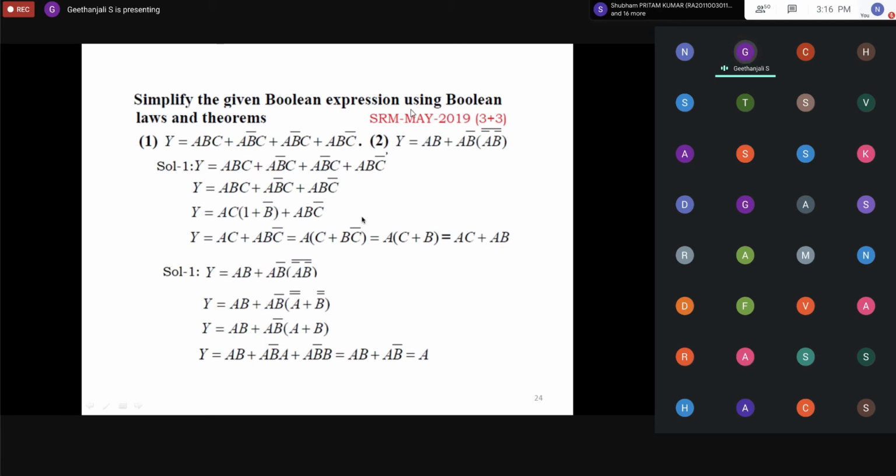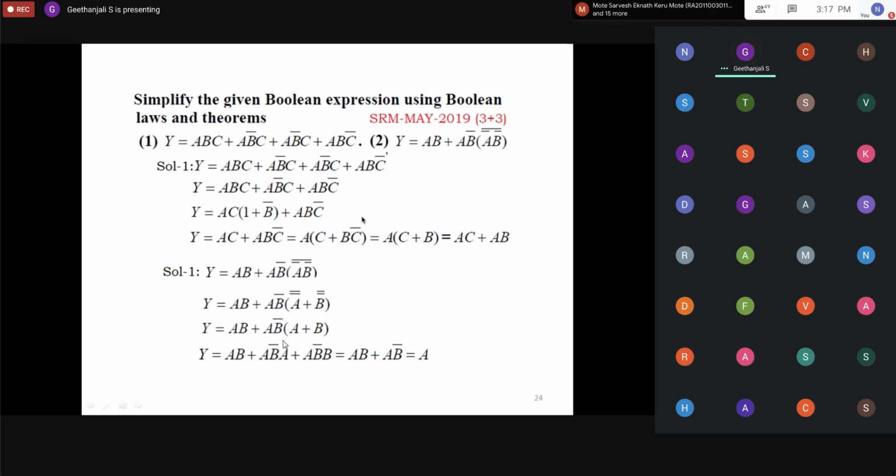This is a university examination question. They asked it in 2019, for 6 marks. This is for three. It is a 6 mark question. First take the first expression, ABC. Same. It will be reduced to ABC bar. Take AC outside. Finally, we'll be getting AC plus AB.